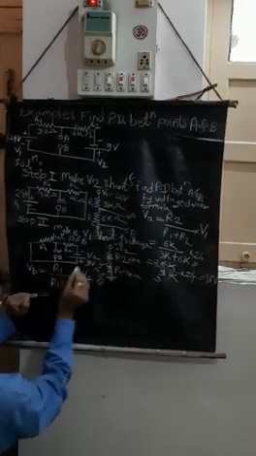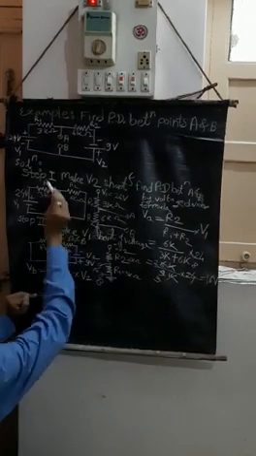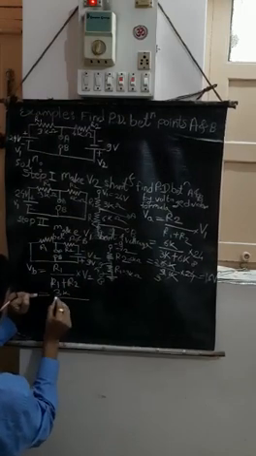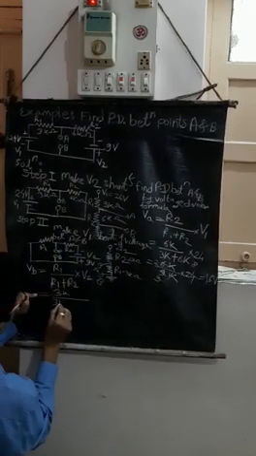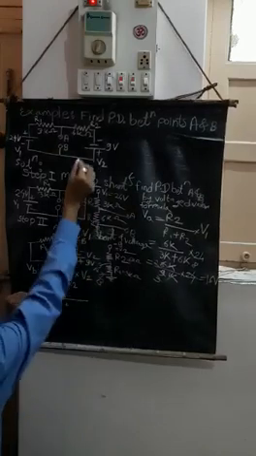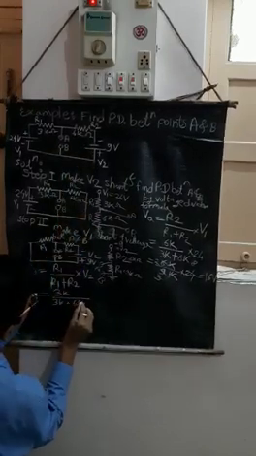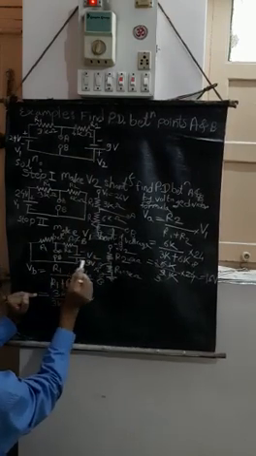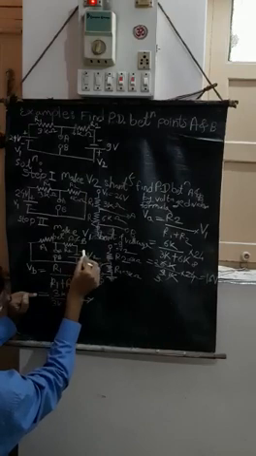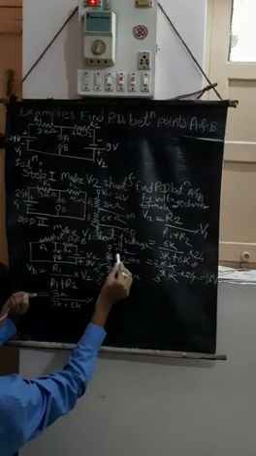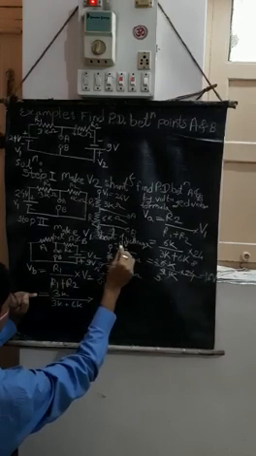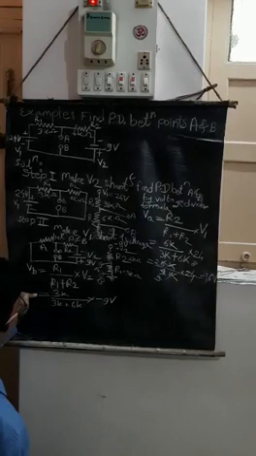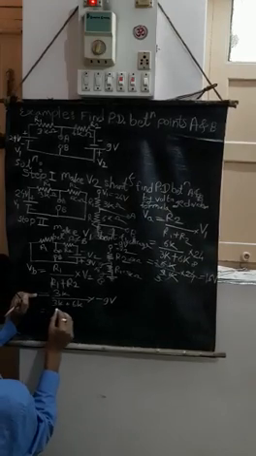So what is R1? R1 is 3 kilo ohm, divided by R1 3 kilo ohm plus R2 6 kilo ohm, into V2. V2 is minus 9 volt. Why minus? Because the negative sign is upper and the positive sign is lower. So we get minus 9 volt in the multiplication.